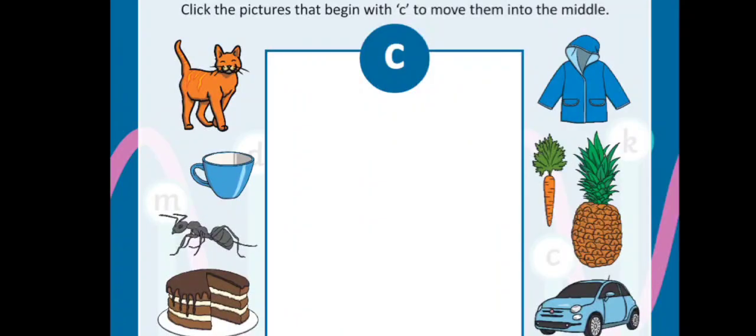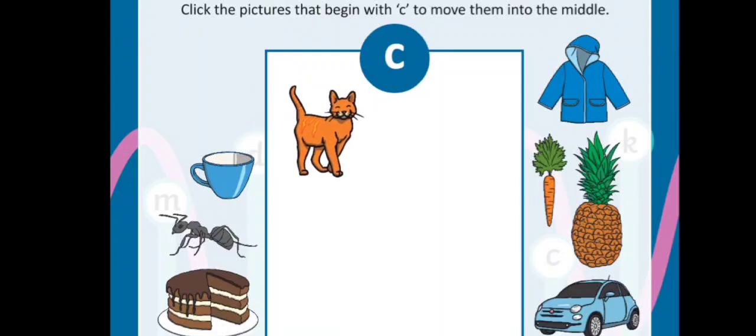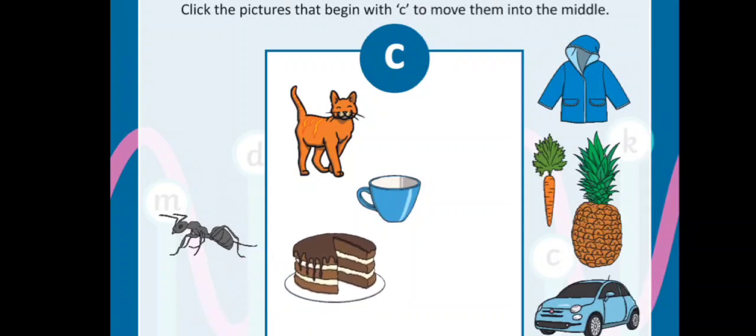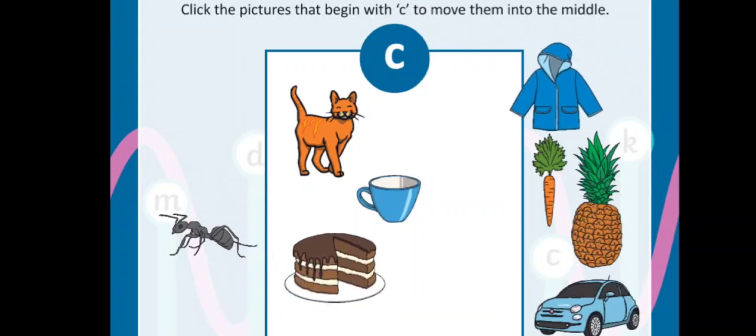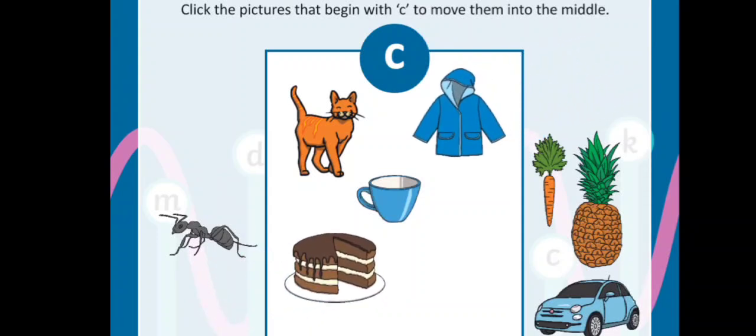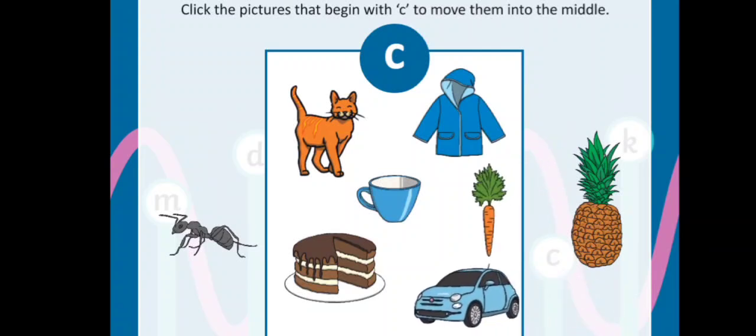Activity number 4. Click the pictures that begin with round k. We have cat, cup, cake, coat, carrot, and car.